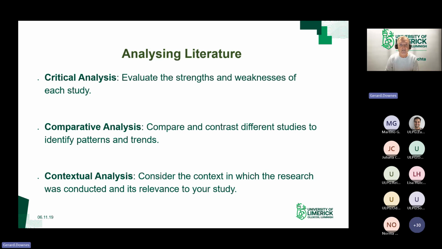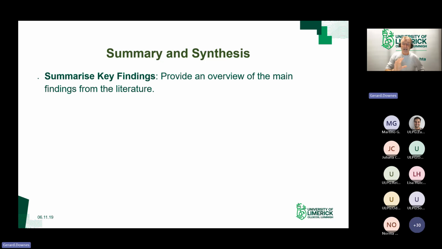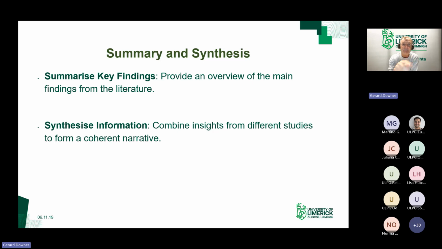The next one we're looking at is called summary and synthesis. When you're trying to bring your literature review together, what you're trying to do is to summarize all the key findings and to combine those insights into a single coherent narrative. First of all, summarize your key findings and provide an overview of the main findings from the literature. Again, always speak to your supervisory team about this. Then synthesize, bringing everything together.